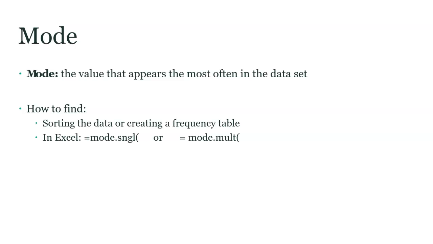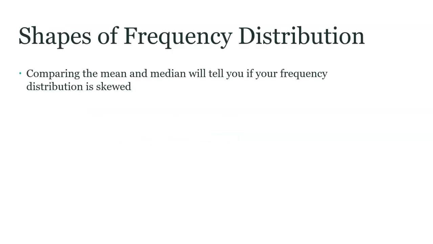If we're working in Excel, there's two different ways that we can find the mode. There's mode.sngl if we just have one single mode, or if we think we have multiple modes, we can use mode.mult.